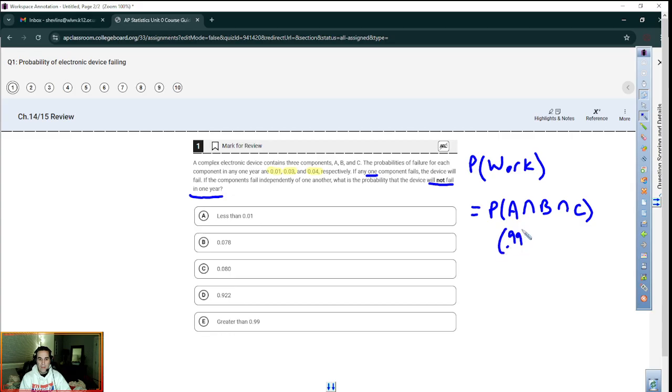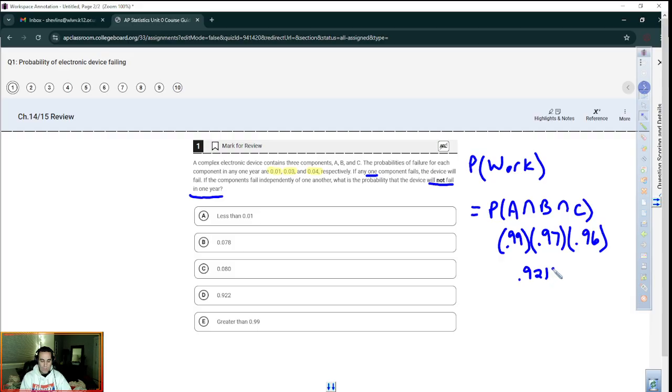Success rate, 0.99 for component A. For component B, success rate 0.97. And for component C, success rate 0.96. Why are we multiplying them? Because you need A to work, and you need B to work, and you need C to work. This is a chapter 14 problem. You're just doing the AND problem before you knew about all the complications. So you're just going to multiply the three probabilities: 0.99 times 0.97 times 0.96, which is 0.92188.